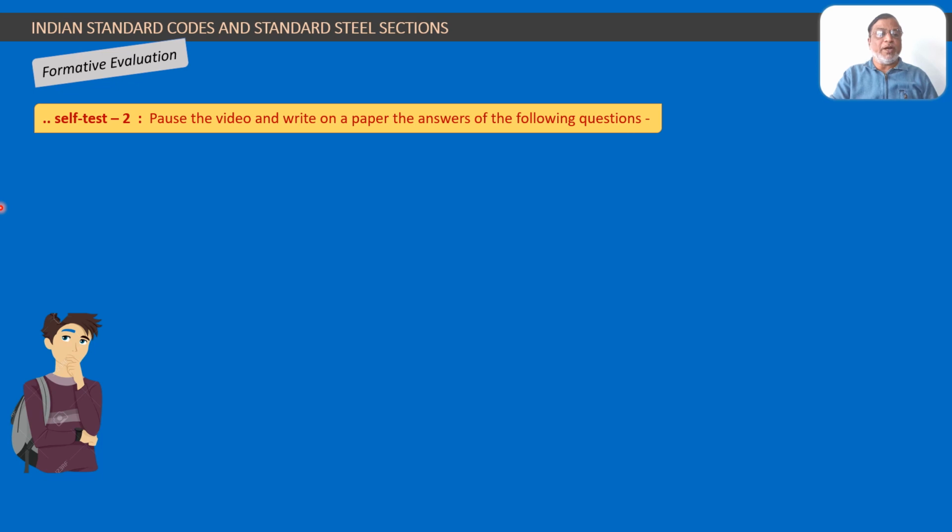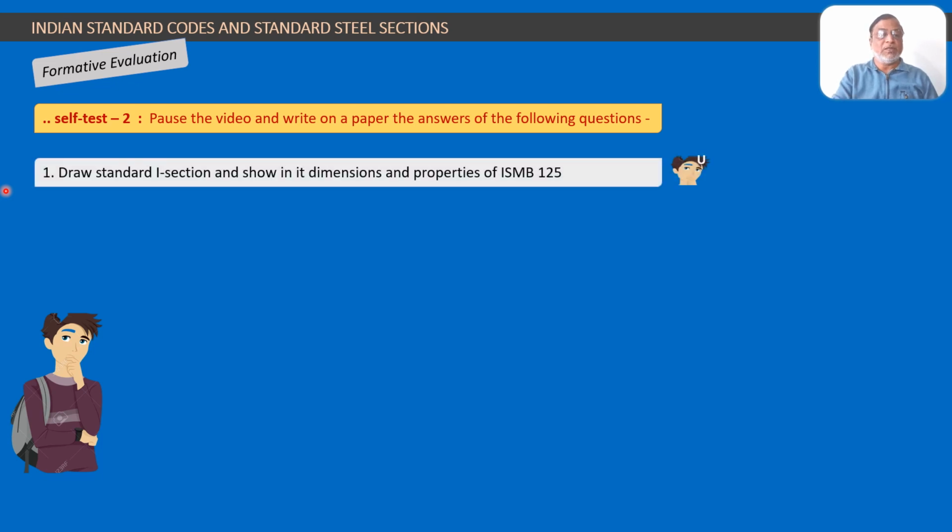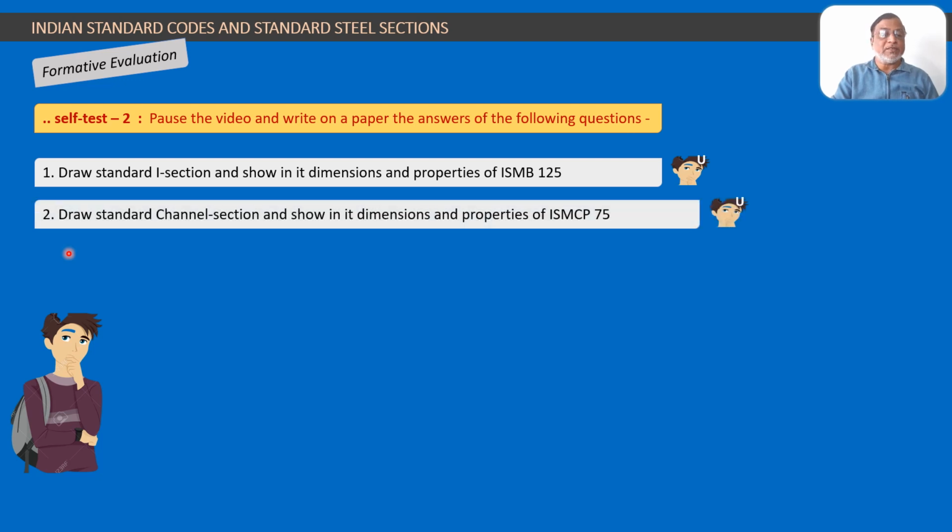We now come to the formative evaluation self-test 2. Please pause the video and write on a paper the answers of the following questions. The first question, draw standard I section and show in it the dimensions and properties of ISMB 125. So show the standard shape and from the steel table see the properties of ISMB 125 and show those actual values in the diagram.